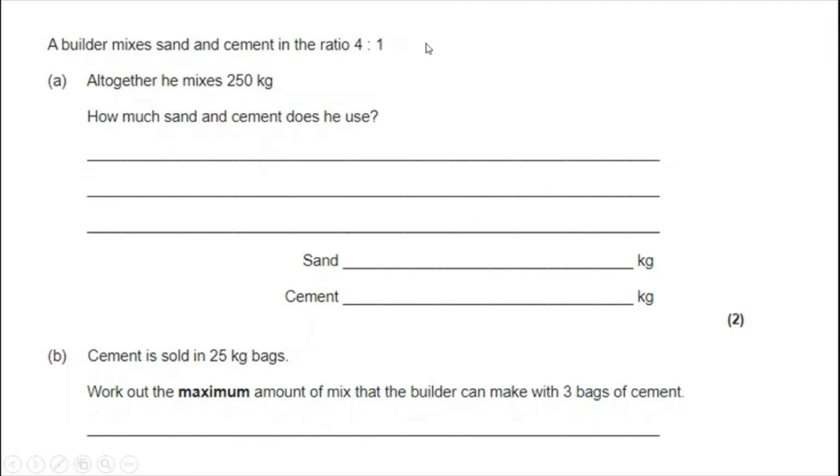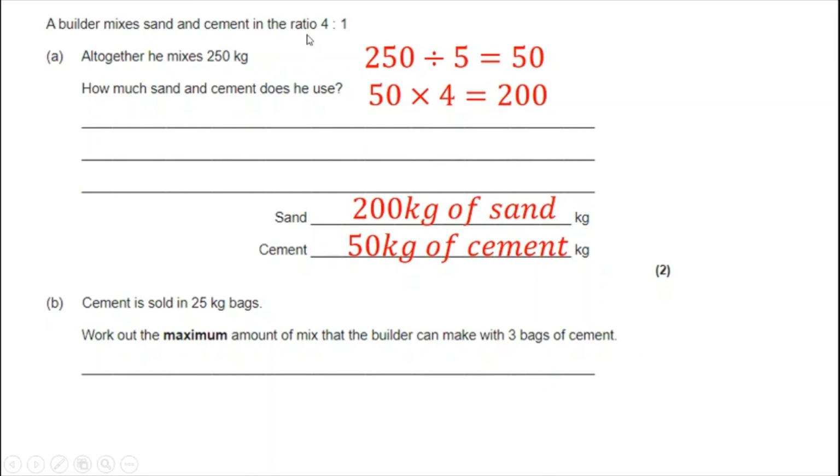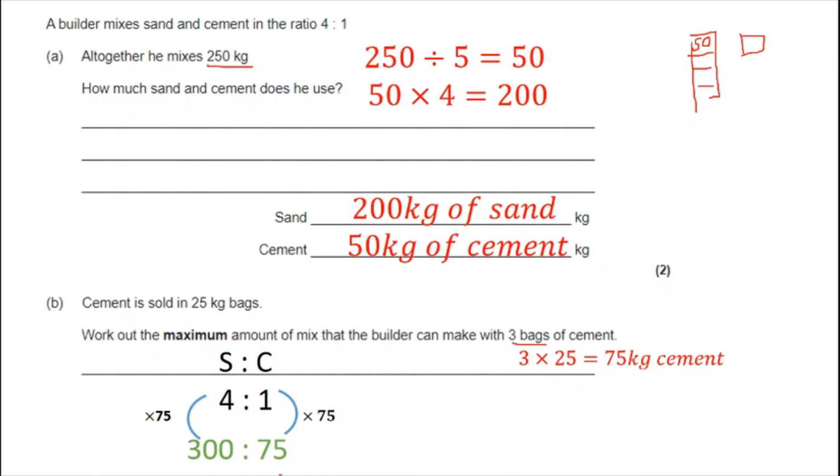Okay, to check your answers, you should have got the first part. This is actually a ratio of sharing. If you were drawing boxes for these questions, you would have drawn 4 boxes and 1 box and split the 250 5 ways, telling you that each box is worth 50. So 200 kilos of sand, 50 kilos of cement. The second part, well, 3 bags is going to give you 75 kilos. There's your combination. Okay, so you had 4:1, you've got 75 kilos, so you're going to need 4 times 75, 300 kilos of sand. Mixing them together, 375 kilograms of concrete.